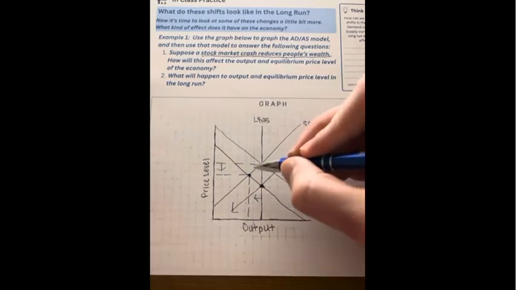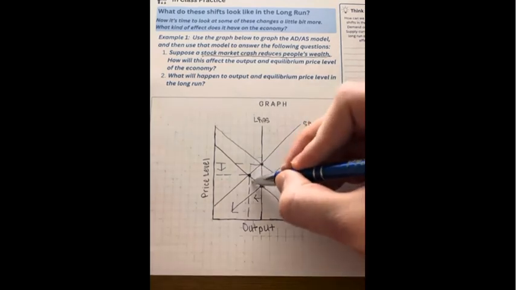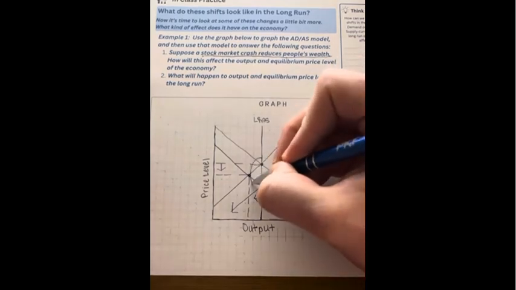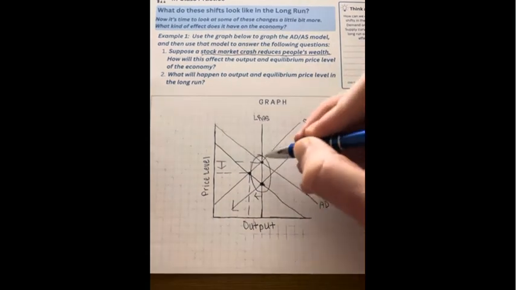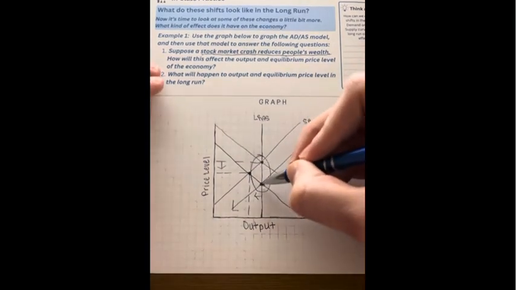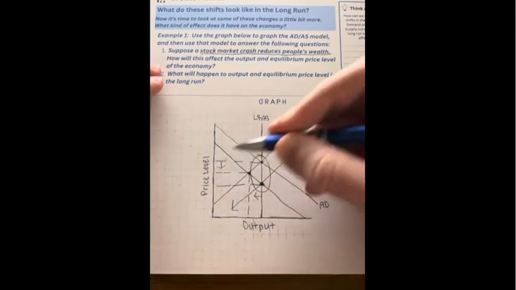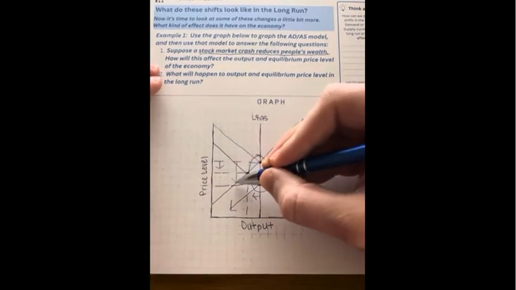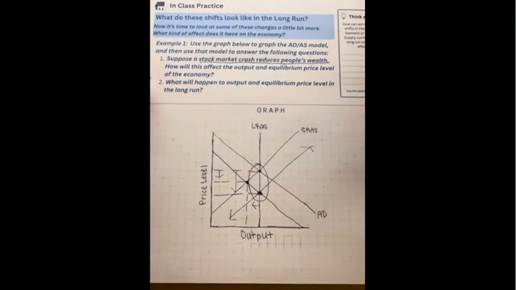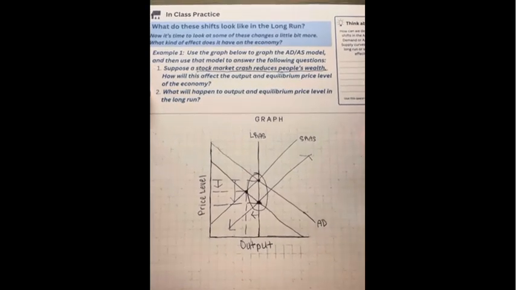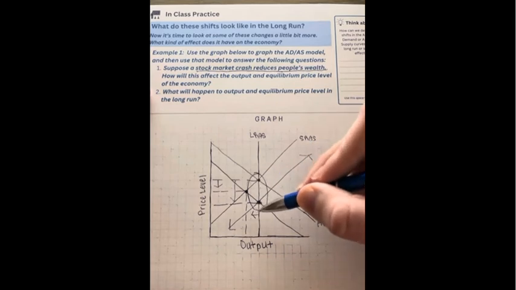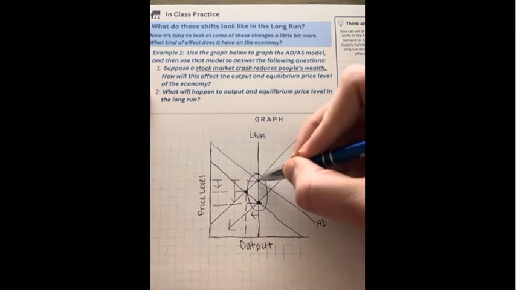So now if we compare our two new equilibriums, we can see that we're at the same output level, but our price level has gone down. So this is our second question, what will happen to output and equilibrium price level in the long run? We can see that price level went down, but output stayed the same compared to its original equilibrium.